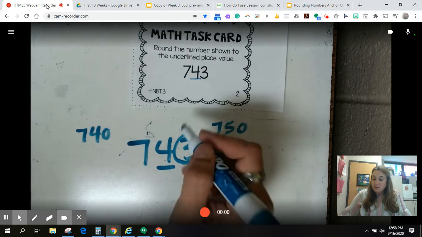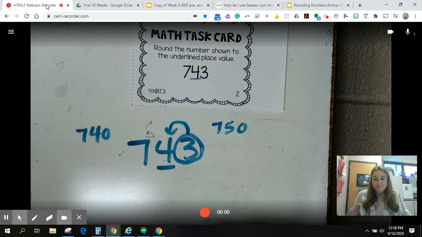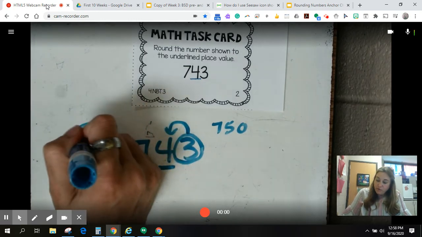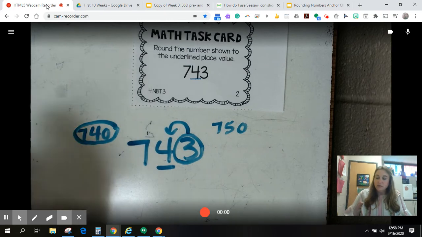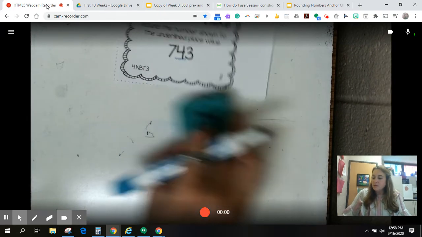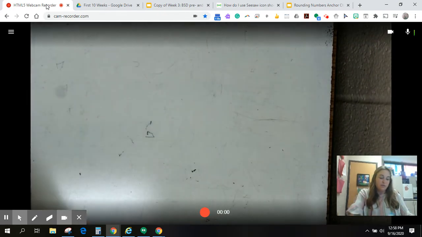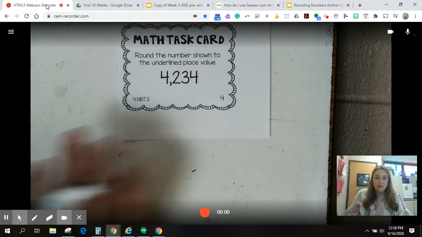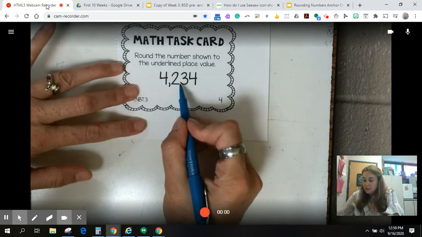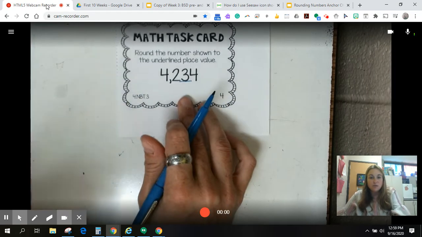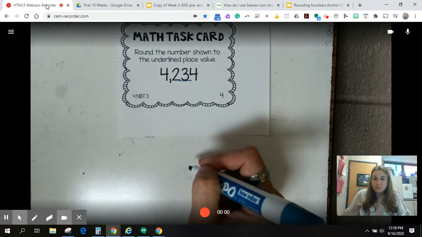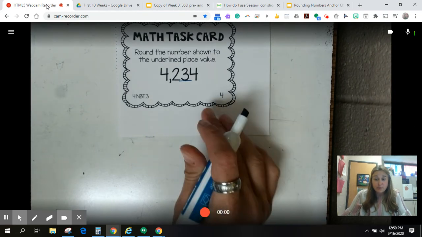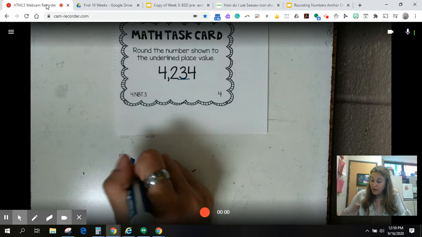So what have we got? 3 is going to make that 4. Sit tight. So 743, rounded to the nearest 10, would round to 740. Nice. Okay, let's look for another one. Ooh, this is a big one. What about this? I know you can't see it on your side. 4,234. Okay, here we go. So what place value do you want us to round it to? The tens place, that is correct.